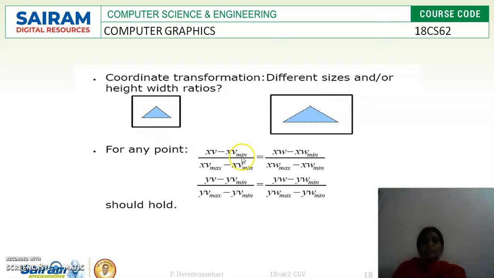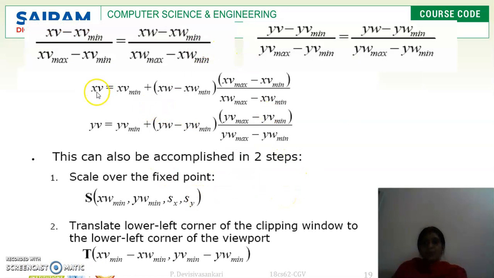For any part, okay, this is the world coordinate and this is the viewport coordinate. Here it is applicable for different sizes as well as different height and width ratios. For any point, we have to equate the viewport points to the window points, all the x values as well as the y values. Then we have to find the xv as well as the yv value. What is xv? It is the point which is located in the viewport.